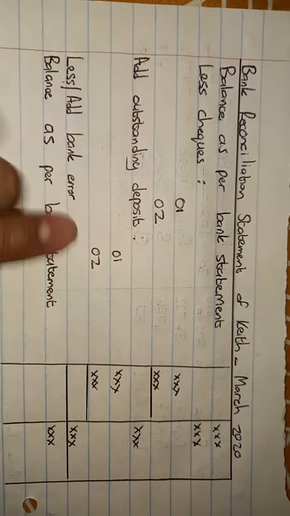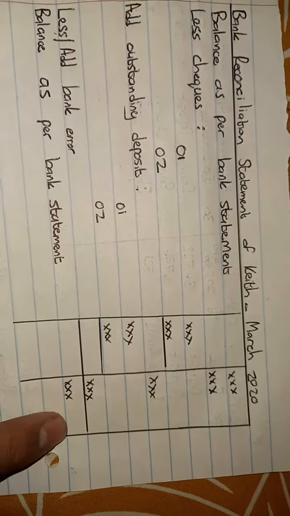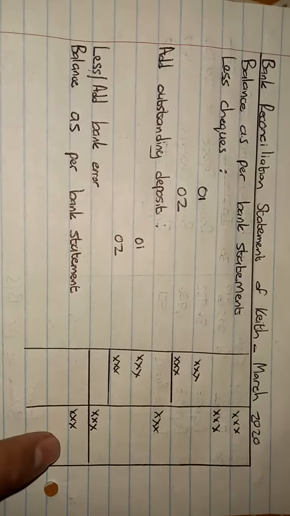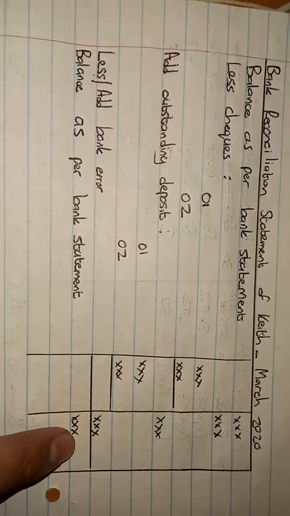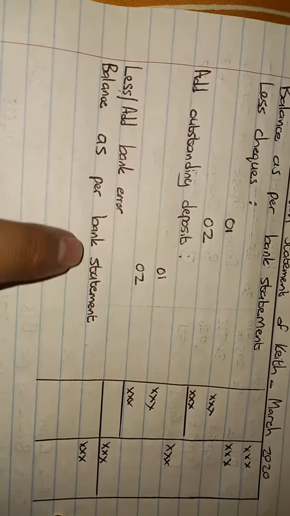So then when you're done with it, you draw your final calculation line. And you're actually supposed to make a double line underneath here. I forgot to make my double line now. Or you can leave it like that, but it's always good to make the double line so you can know, okay, this is my final answer. And then the amount you have here is your balance as per bank statement.